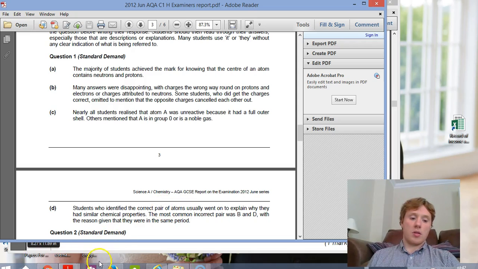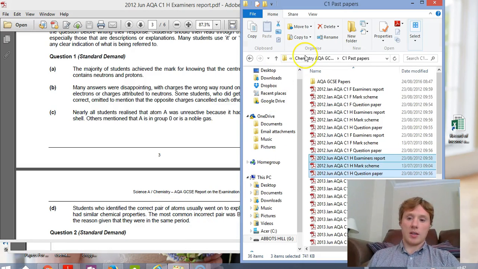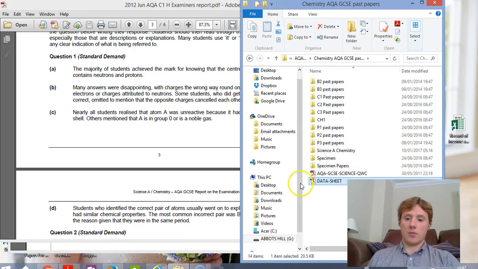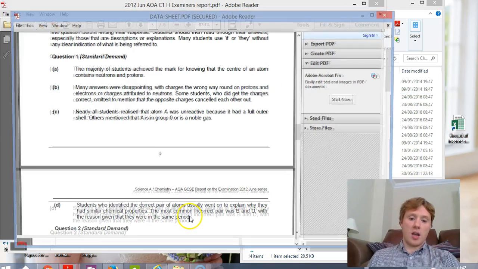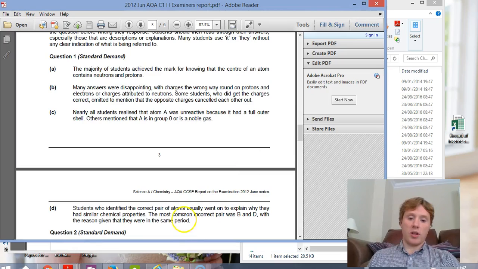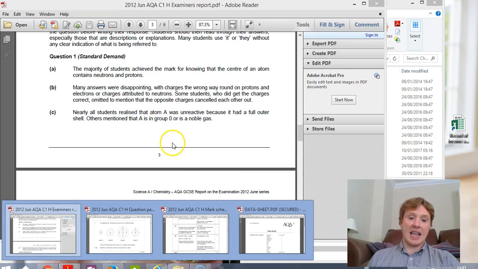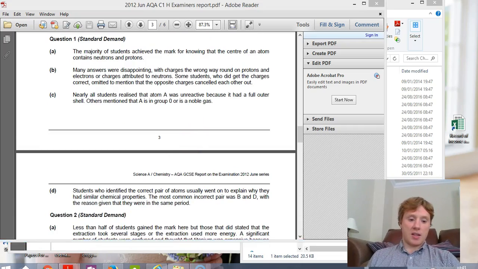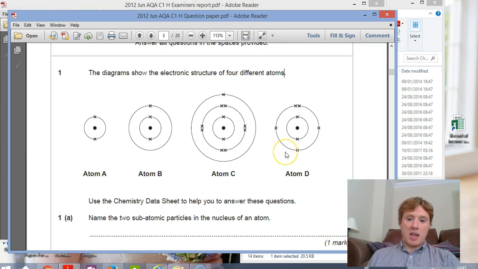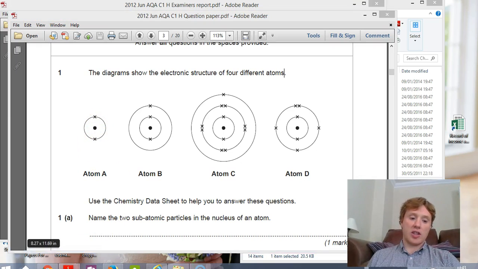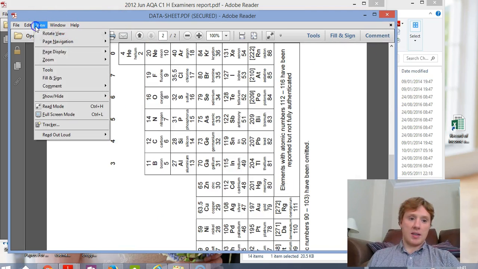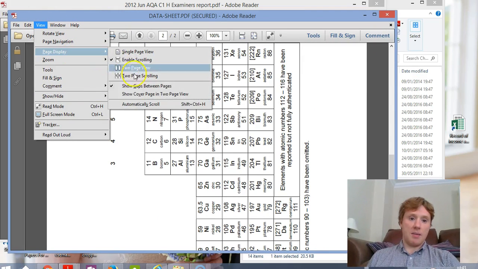So I'm just going to get the periodic table up to help with this. Yeah, so it says that some students, the students who identified the correct pair also got it right. The most incorrect pair was B and D, because they're in the same period. So if we go back to the question, B and D, okay, so using this, A has 2 electrons, which means if it's an atom, it's got 2 protons, which means this is helium.